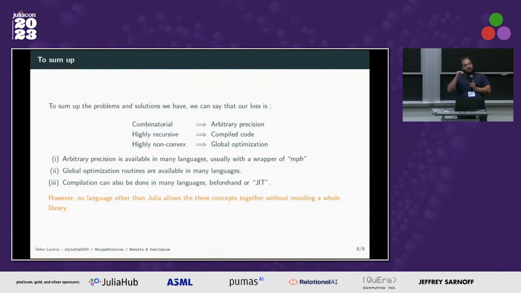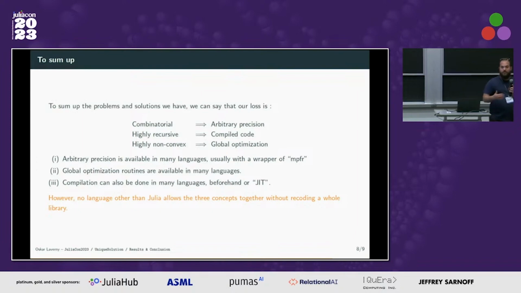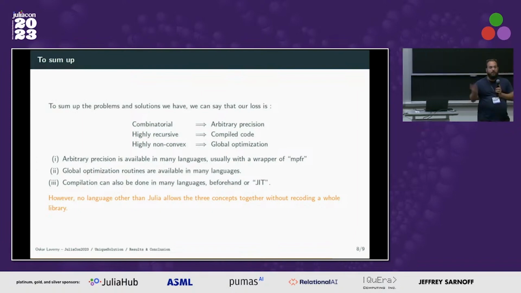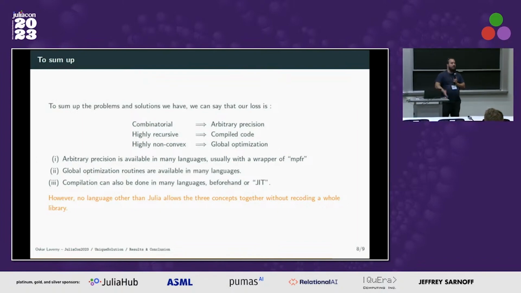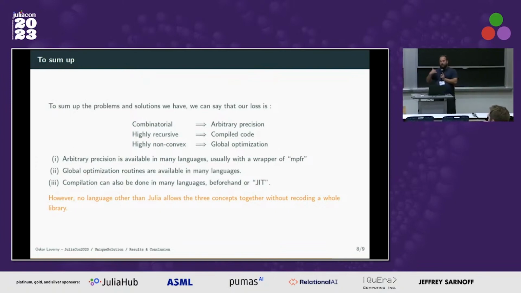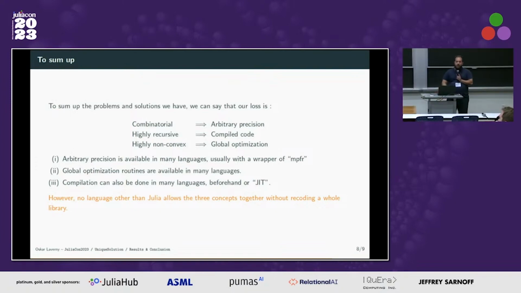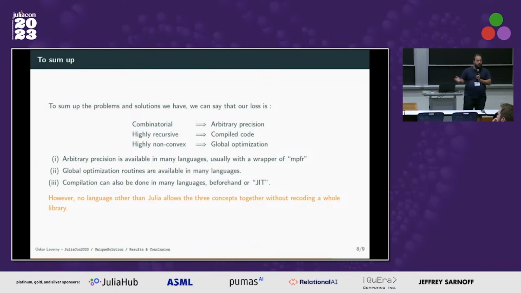The arbitrary precision computation can be done in many languages, usually through a wrapper of the MPFR, which is the base one. The BigFloats in Julia are just a wrapper of the C MPFR. This is also available in R, in Python, in MATLAB, and in a lot of languages, so that's not a problem. The global optimization routines are also available in a lot of languages. There are particle swarms, for example, in Julia, in C++, in R. And compilation can also be done in a lot of languages through just-in-time compilation, or even beforehand if you have a language that supports it.